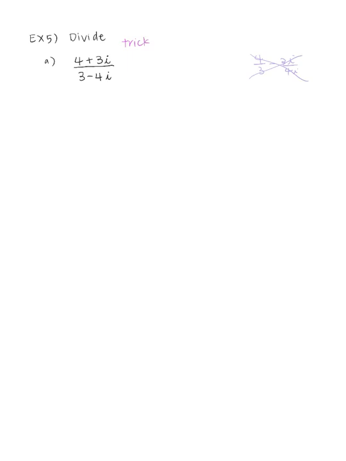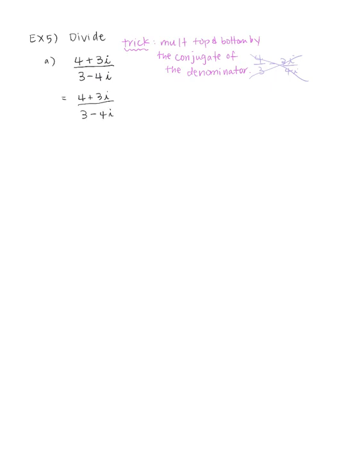When you divide two complex numbers, the trick is to multiply top and bottom by the conjugate of the denominator. Okay, always. So this is just going to be our trick. So here, let me just rewrite the problem. So let me just rewrite it as 4 plus 3i over 3 minus 4i.